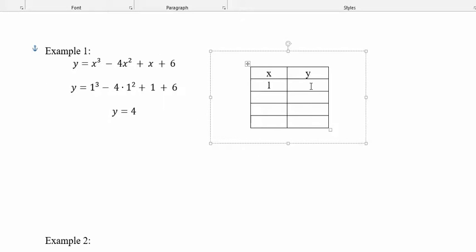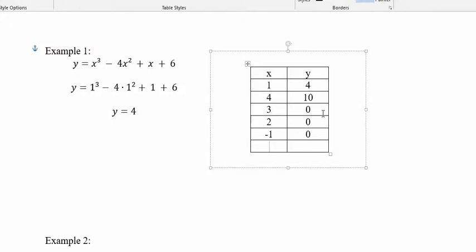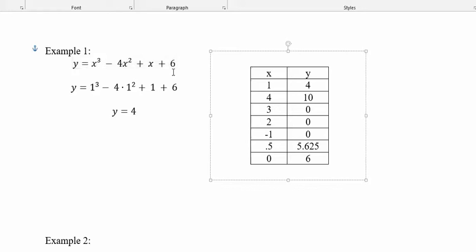In our first example, we saw that when we plugged in 1, we got 4. We also found out when we plugged in 4, we got 10. When we plug in 3, we get 0. There were 3 places where the output is 0: at 3, 2, and negative 1. And just for completeness, x can be any real number here. Let's use 0.5. When we plug in 0.5, we get 5.625. Just one more that's always important, and that's plugging in 0. When we plug in 0 for x, we get 6.